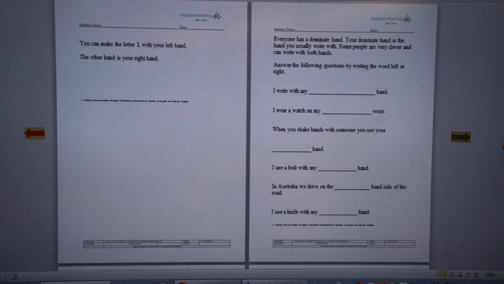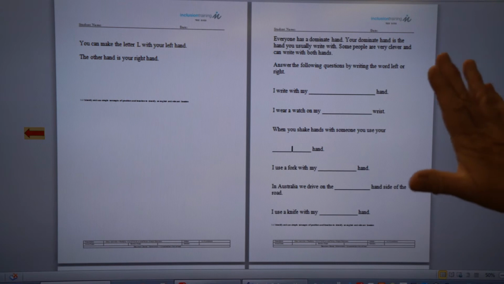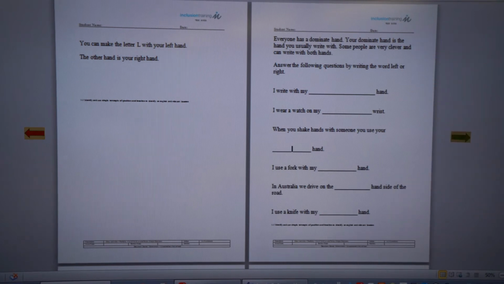All right, let's have a look at the other exercise on the right page. You can see the green arrow, so we are on the right page. Up the top it says everyone has a dominant hand. That means it's your strong hand. A lot of people have a strong right hand. Others have a strong left, so they put their left foot out when they go to walk. Some people put their right foot out when they go to walk. But everybody has a dominant hand.